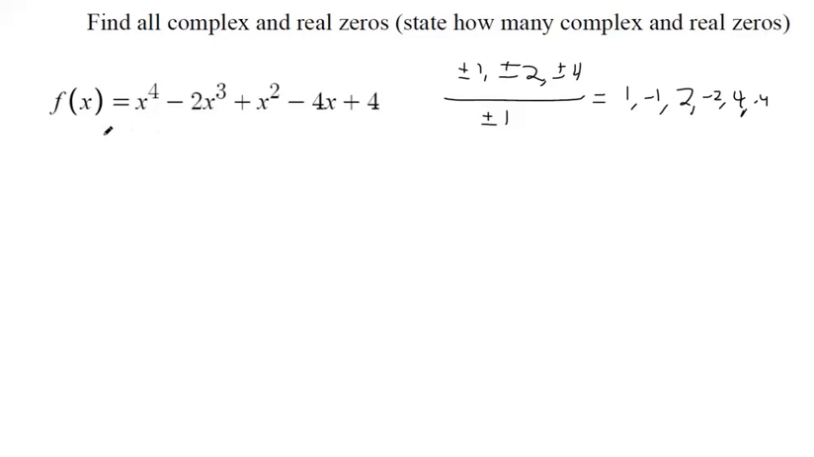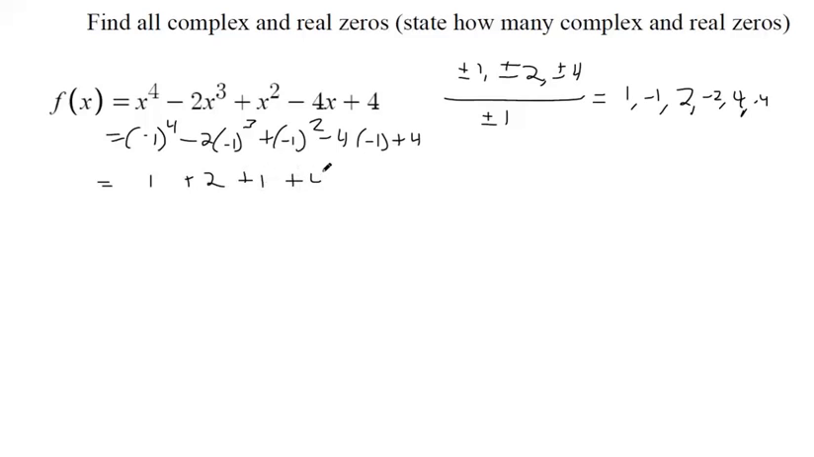So let me start with negative 1. If I plug in negative 1 for x, let's see if it turns out to be a 0. This is 1. This is positive 2. This is 1. This is a positive 4. This is a positive 4. So that doesn't turn out to be a 0. I plugged in negative 1, it didn't work. Let's plug in positive 1 though.